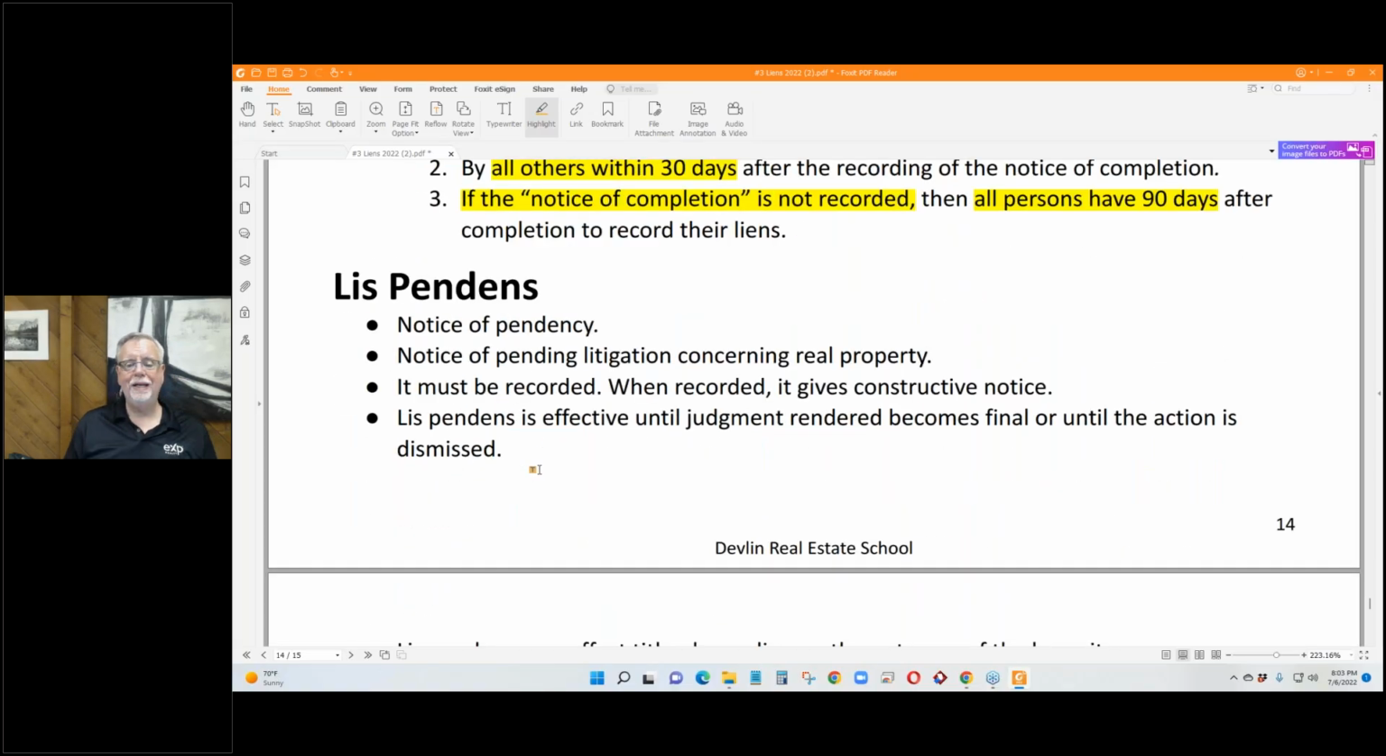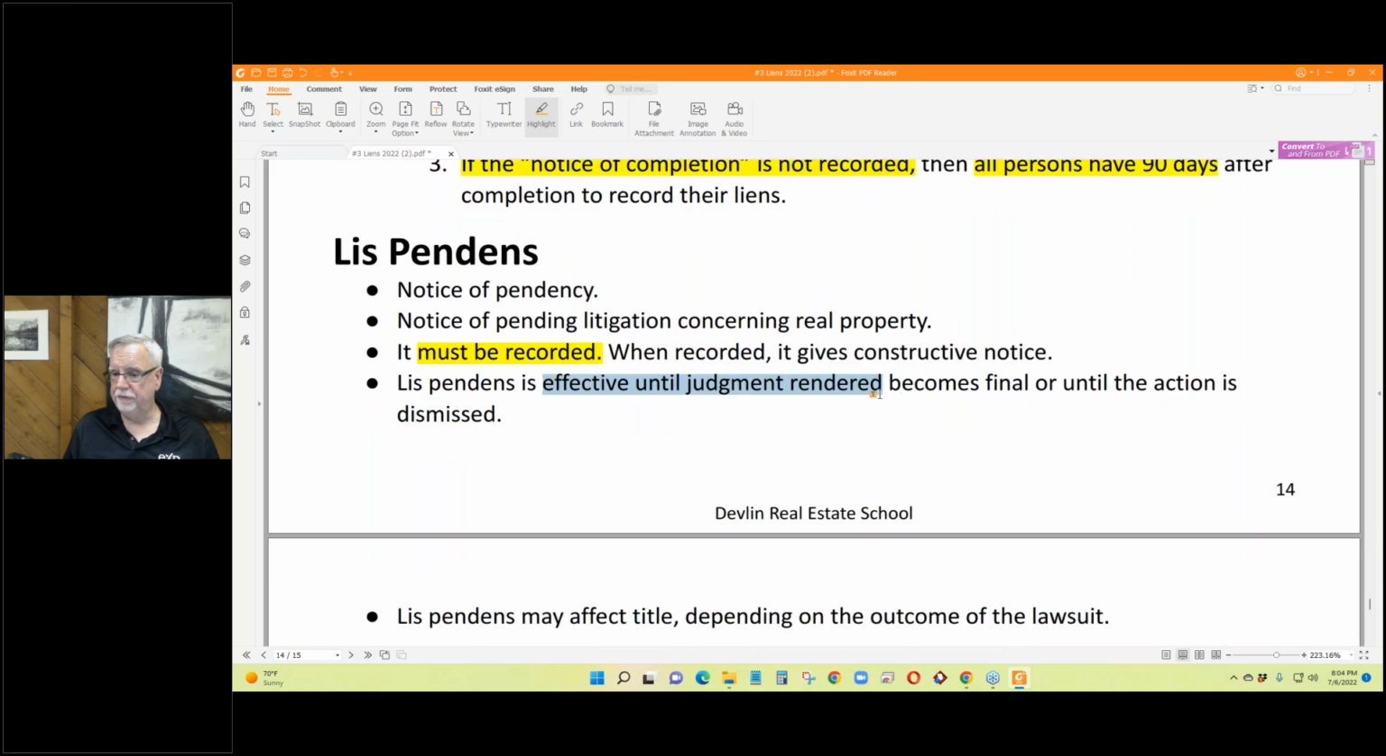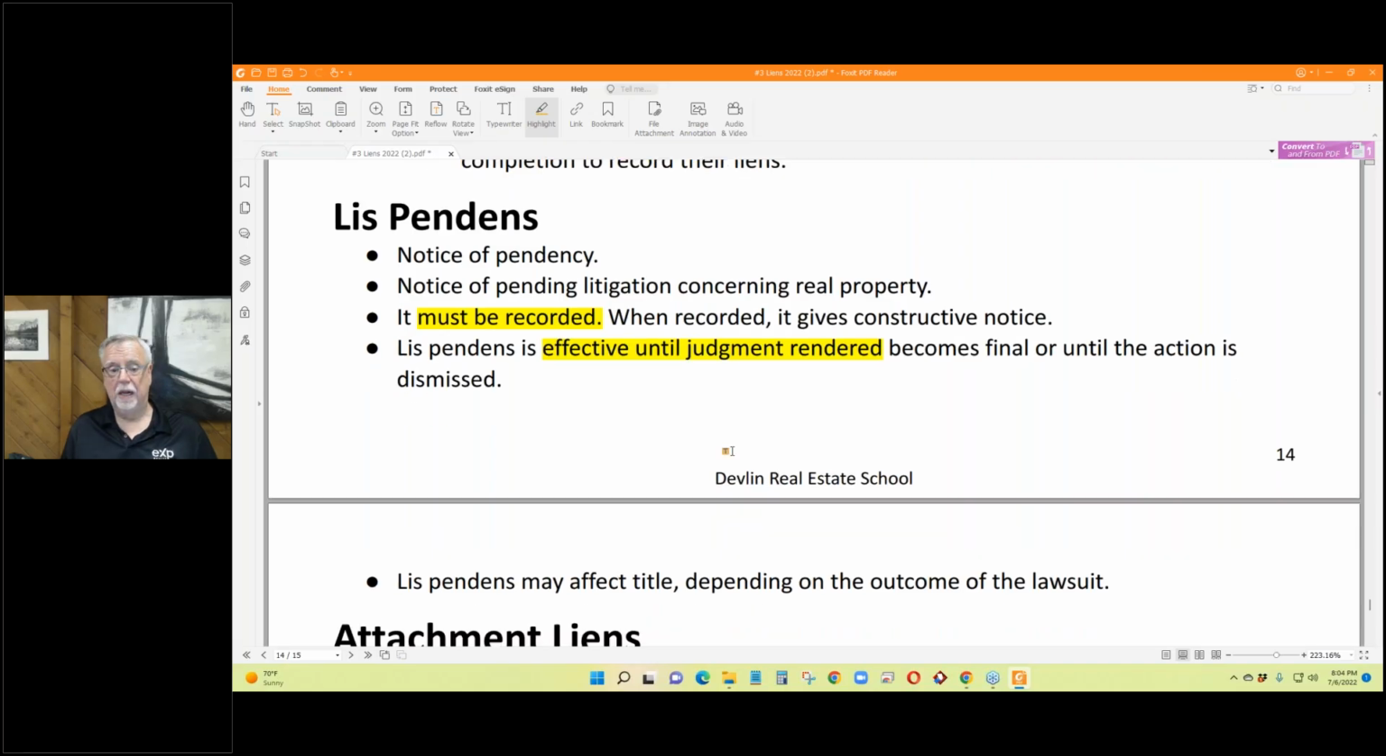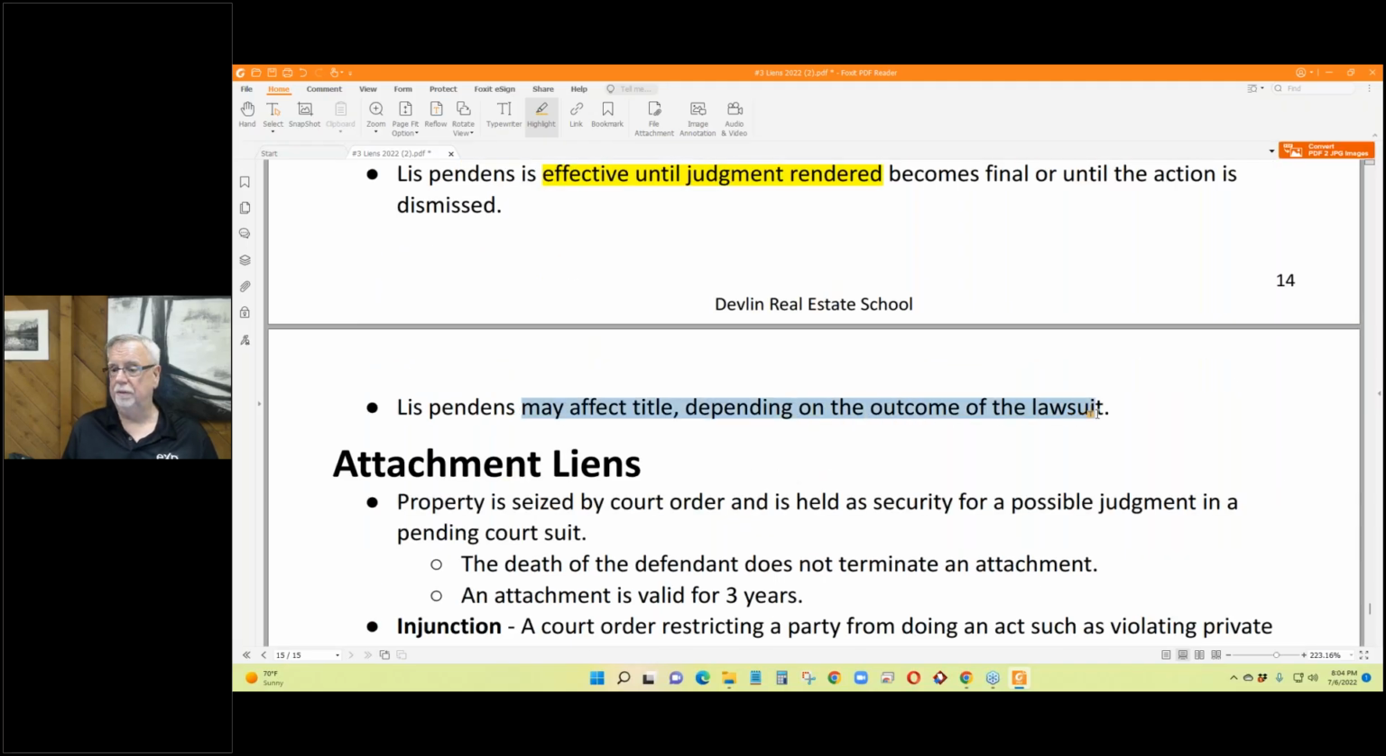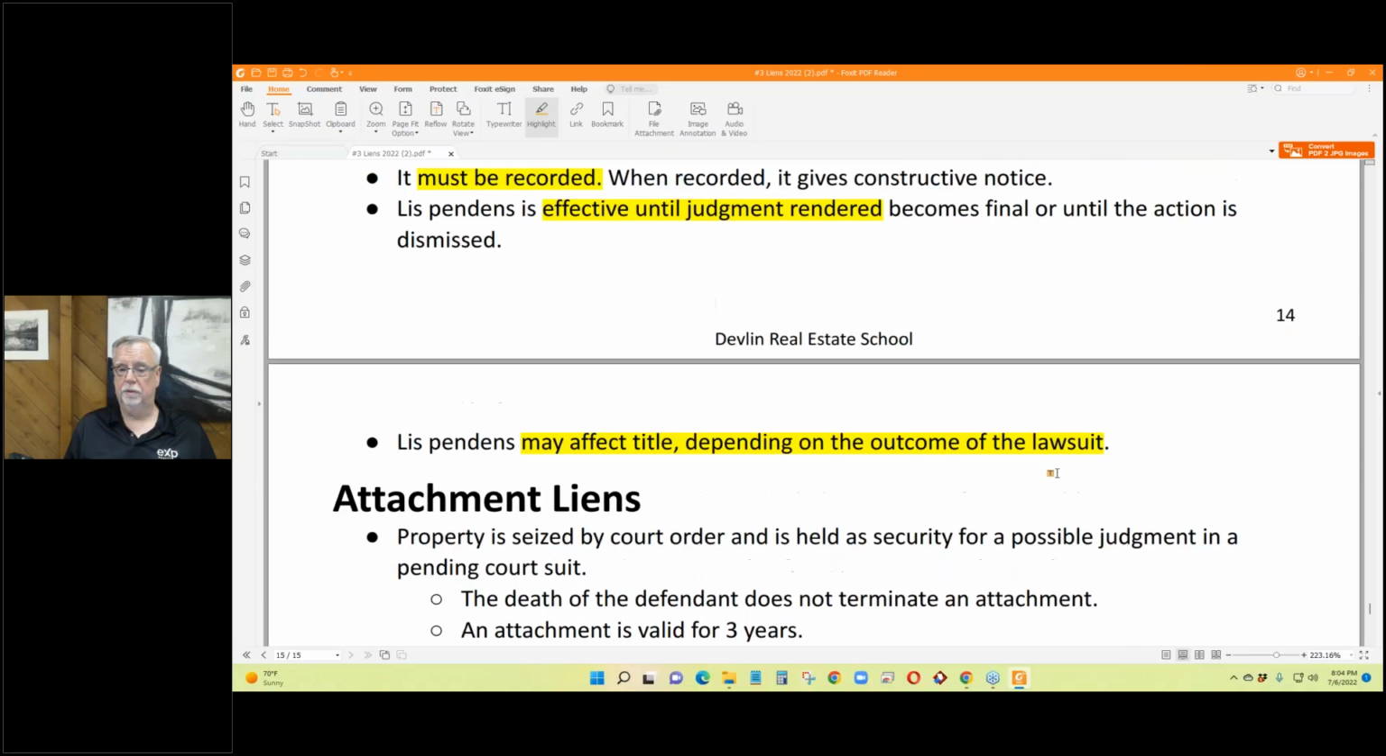The lis pendens is a notice of a pending lawsuit. That's what a lis pendens is. And it must be recorded, and recording gives constructive notice. That's something we're going to talk about in another class. It is effective until the judgment has been rendered or it's dismissed. Right? It may affect title depending on the outcome of the lawsuit.